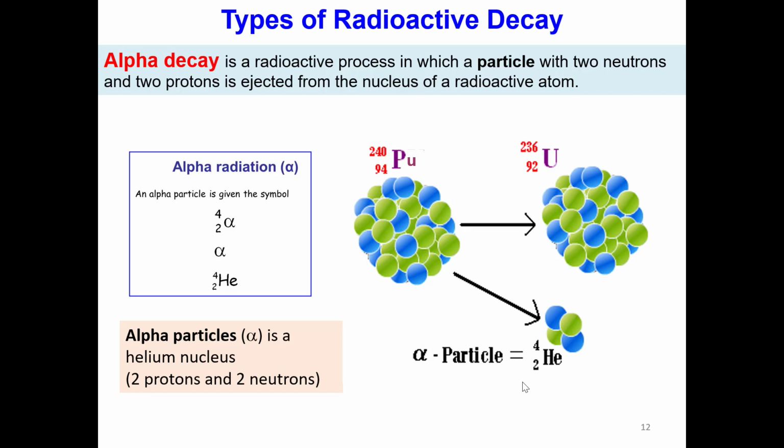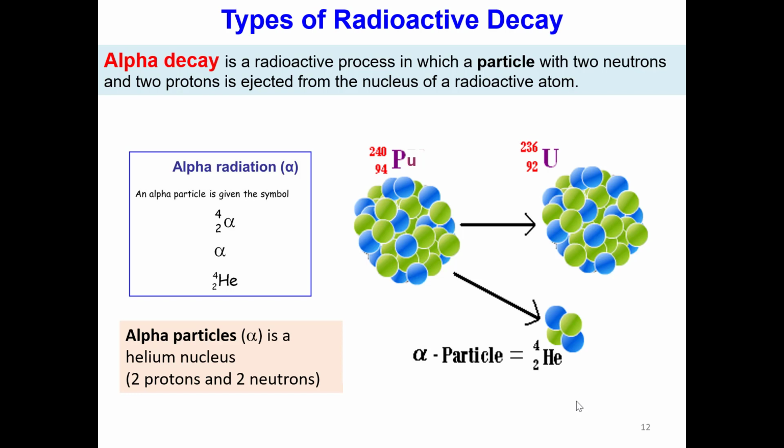And this is why one of the symbols of the alpha particle is the symbol of helium. The 2 in the bottom part corresponds to the number of protons, which is 2, and 4 corresponds to the mass number, which is the number of protons plus the number of neutrons. This is the nuclear symbol of the alpha particle. Also, the alpha particle can be represented by these 2 symbols.